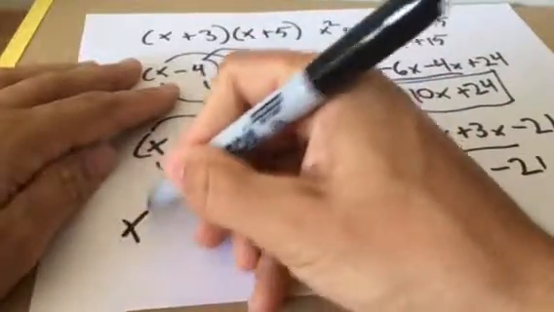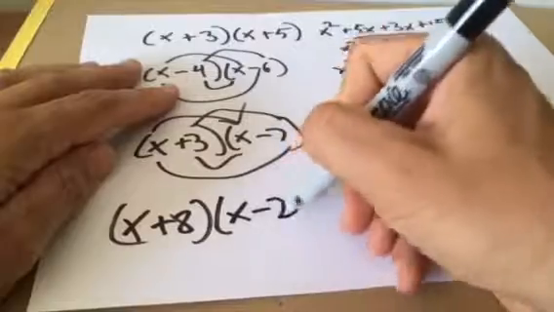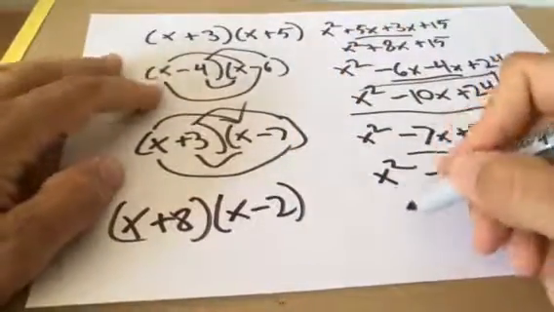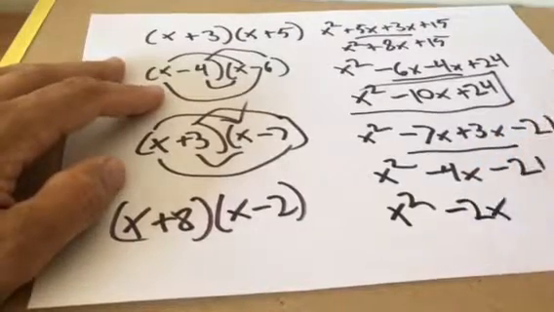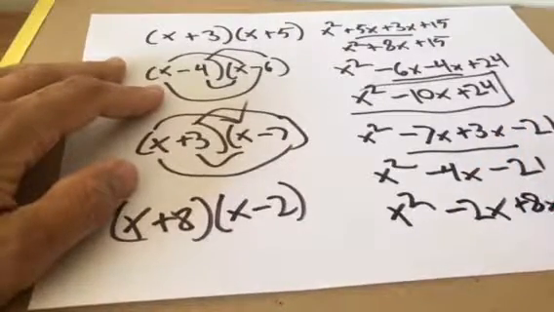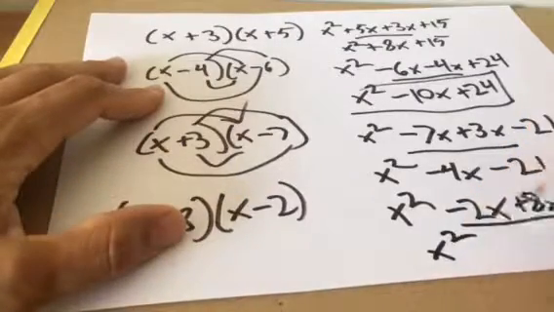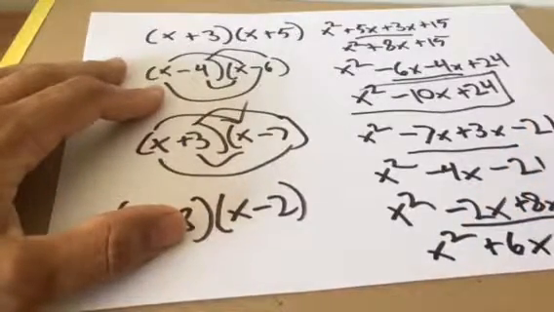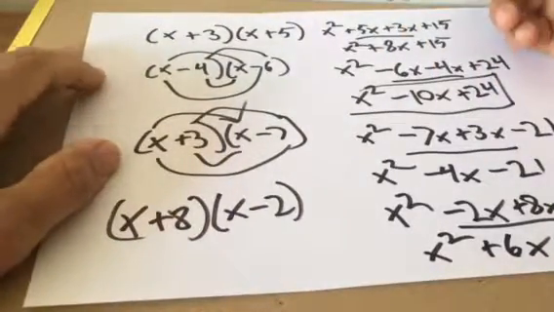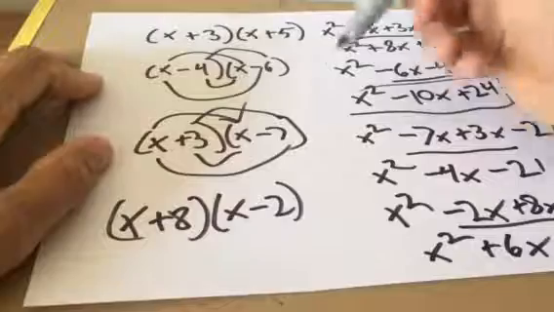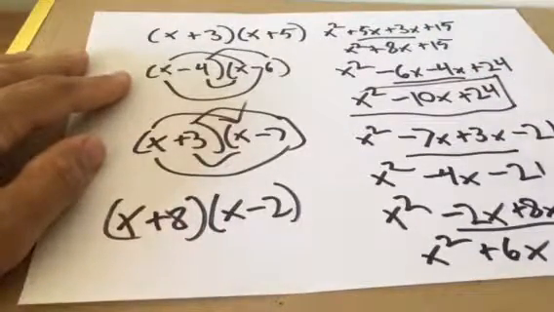And last but not least, x plus 8 times x minus 2. You get the gist. x squared for the first, negative 2x for the outside, plus 8x for the inside, minus 16. We combine like terms: x squared plus 6x minus 16. These are all the different types of trinomials you will have, and just like that, you have learned how to FOIL. Peace.